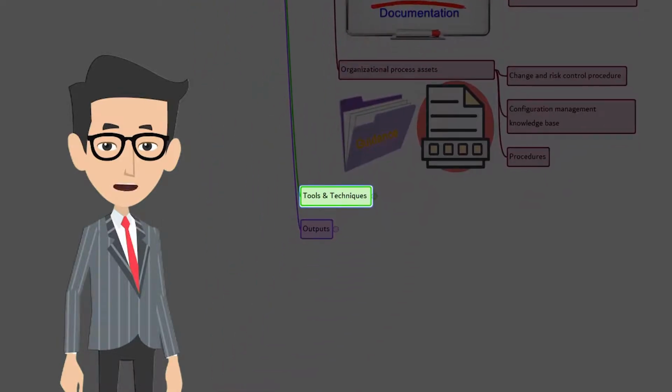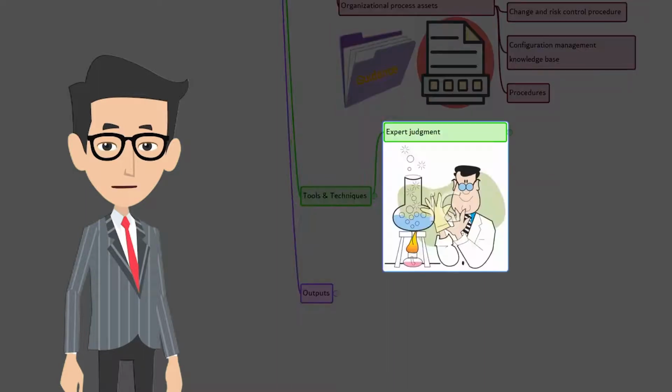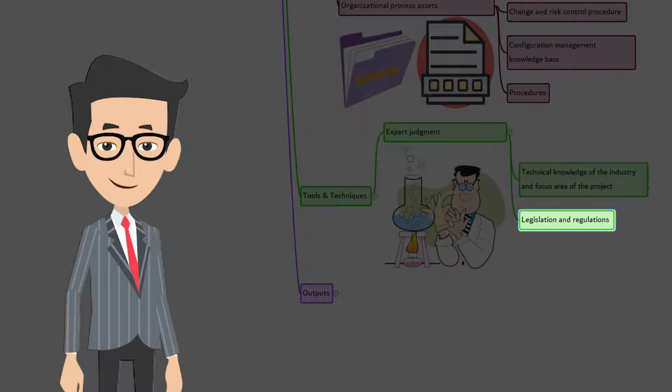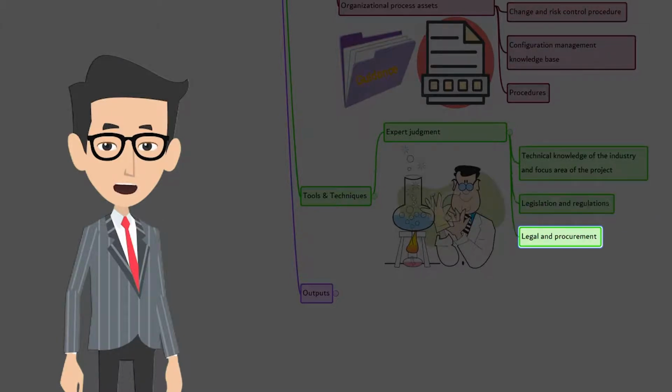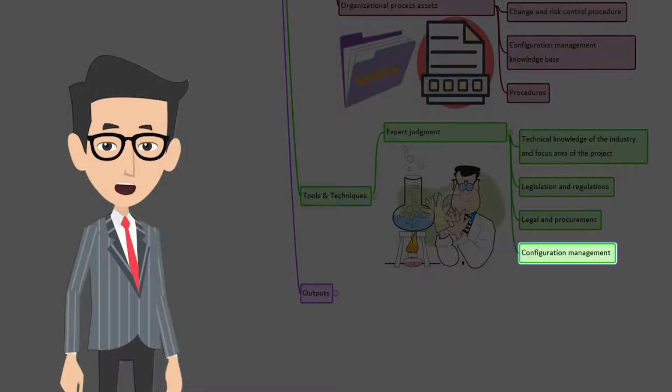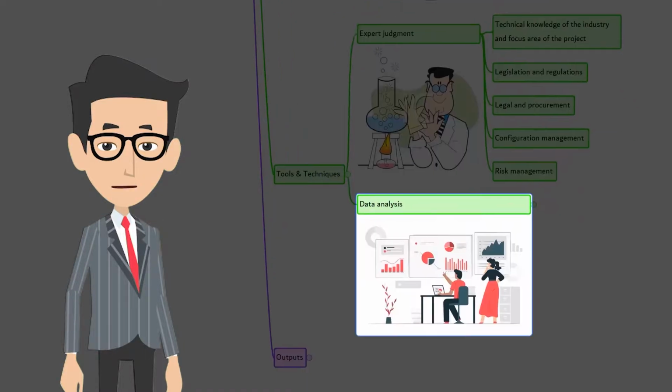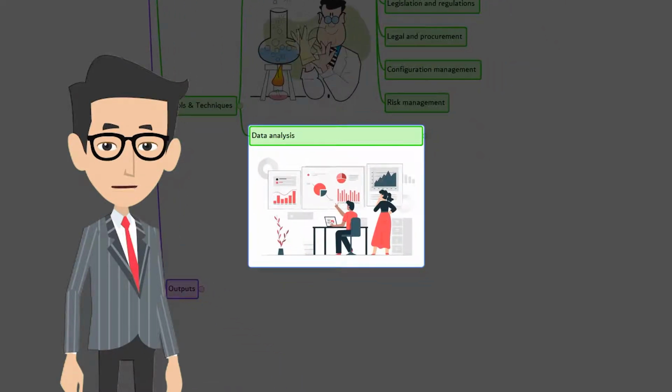All right, now let's move to the tools and techniques. The first one is expert judgment. For this process, the experts can be from technical knowledge of the industry and focus area of the project, legislation and regulations, legal and procurement, configuration management, and risk management. The next one is data analysis. Let's look at some of the data analysis techniques that are used during project closure.